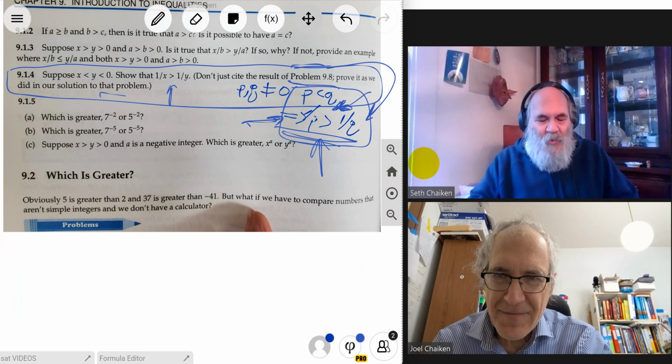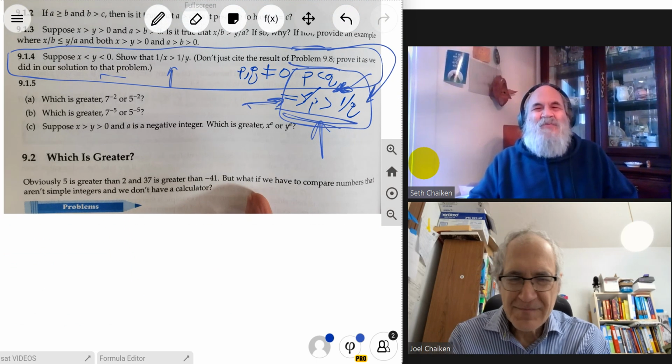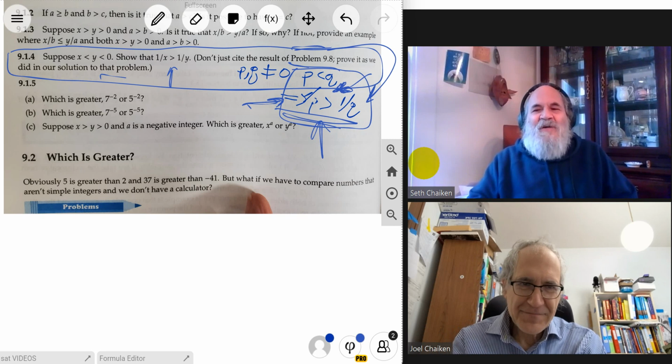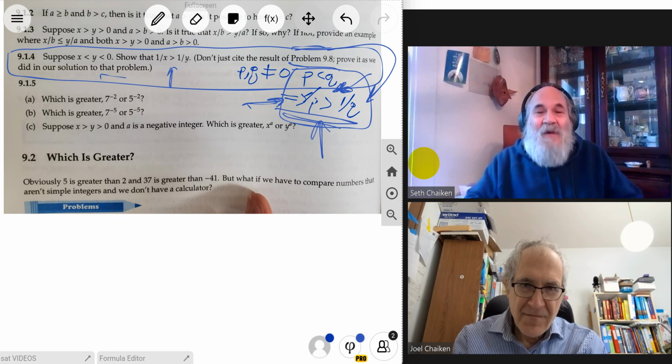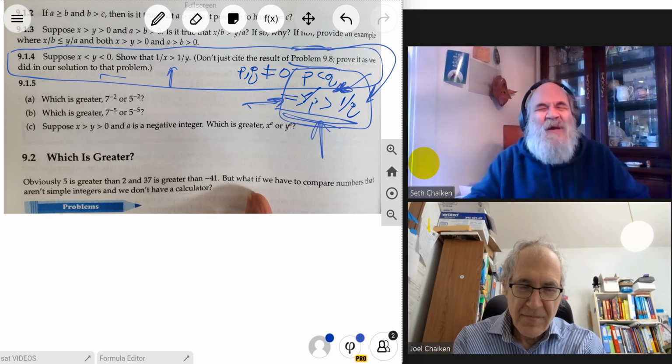So the way I would approach this problem, that's what we want, is look at 9.8. Observe the strategy that they use to prove it, and then modify or simply specialize the strategy to X and Y being negative and X being less than Y. So my approach is look at problem 9.8 and see what they ask you to do there.